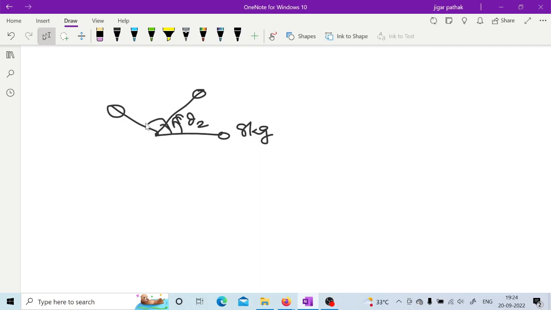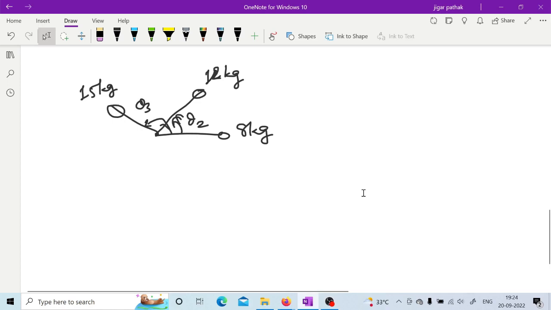And let us say this is theta 3. This is 12 kg, and this may be 15 kg. From the data given here, your theta 1 is 0, and it is told that the system is in static balance, so you need not provide an extra mass. What you need to find is just theta 2 and theta 3.